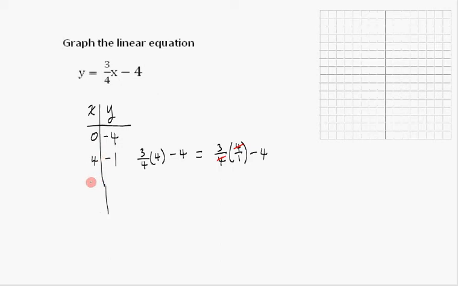Now, just to make sure we didn't mess up somewhere, let's take another value and plug it in. Let's say we plug in, and don't be afraid of, negative 4. So we're going to get 3 over 4 times a negative 4, and let's go ahead and write it as negative 4 over 1 since we're dealing with the fraction here. Now this time the 4's cancel like before, but there's still a negative there. So what we're going to have is actually 3 times a negative 1, which is negative 3. Negative 3 minus 4 is negative 7.